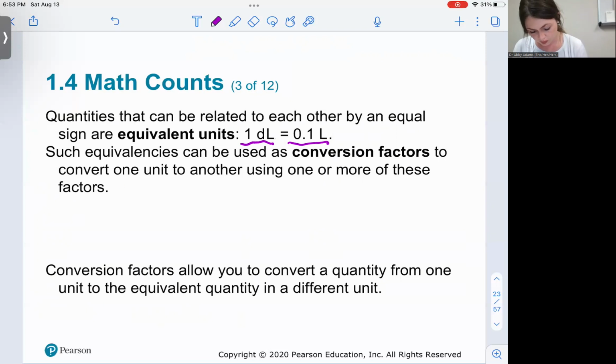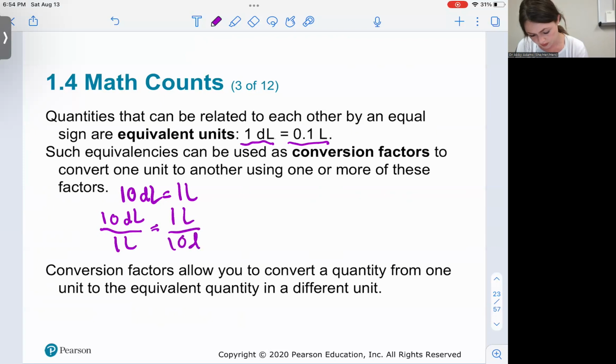And as I mentioned before, 10 deciliters equals 1 liter. And there's something interesting that you can do with these numbers that's really important to the math and the type of problems that you're going to need to solve. These equivalent units can be used as conversion factors. These are magical. All you have to do is write one over the other like a ratio. 10 deciliters over 1 liter equals 1 liter over 10 deciliters. You see, it cancels out, right?